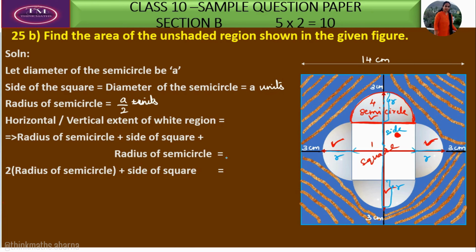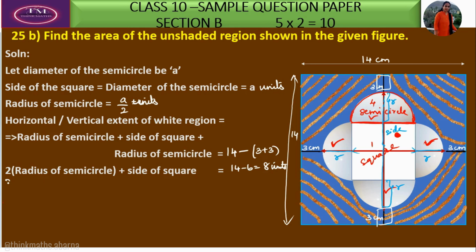So how is it calculated? It is the total length on all sides. This is a square, so on all sides we will have 14 centimeters. This total length is given as 14. From 14, we have to remove this black line, then we will get this line. So it is 14 minus 3 plus 3. So 14 minus 3 plus 3 is 14 minus 6, which is 8 units.